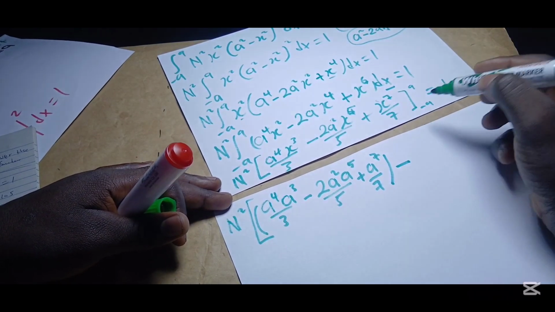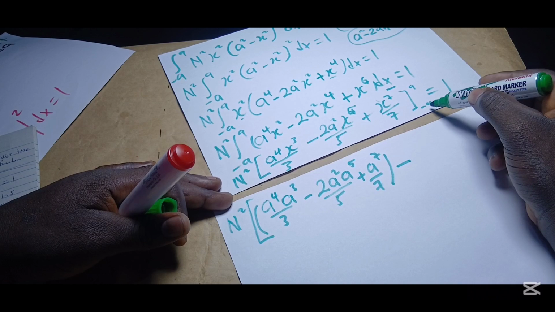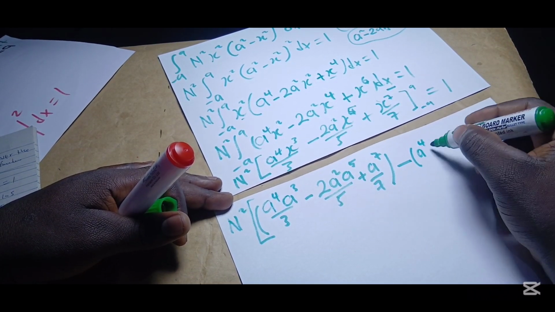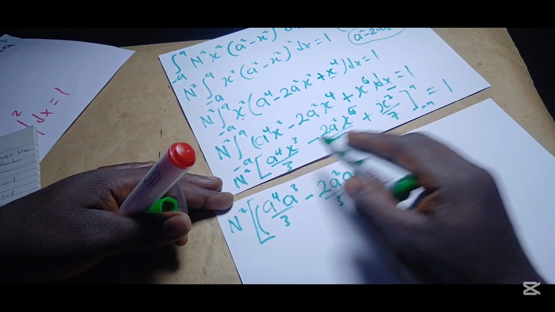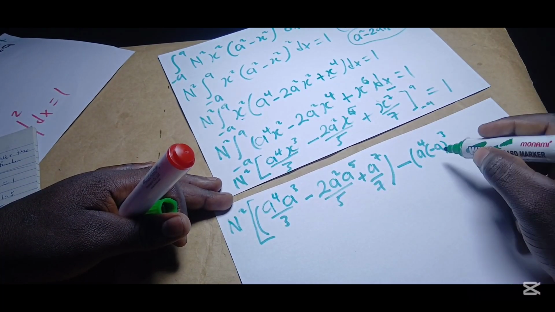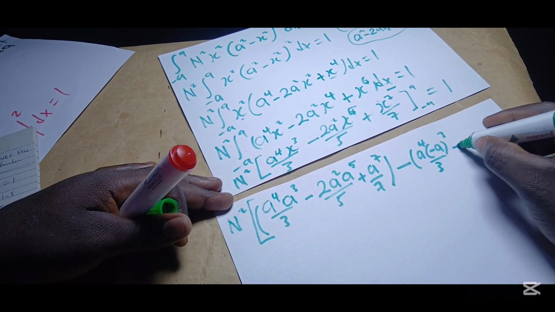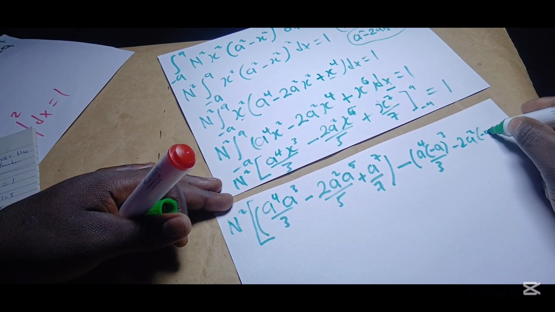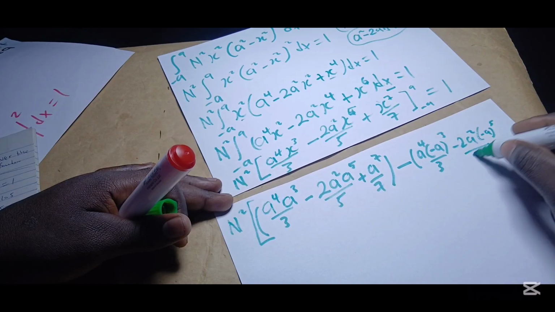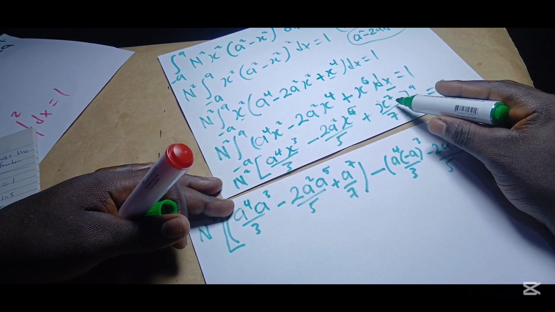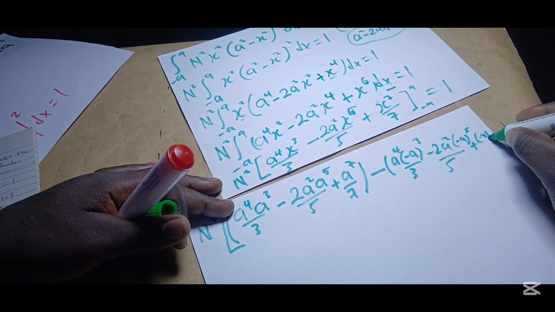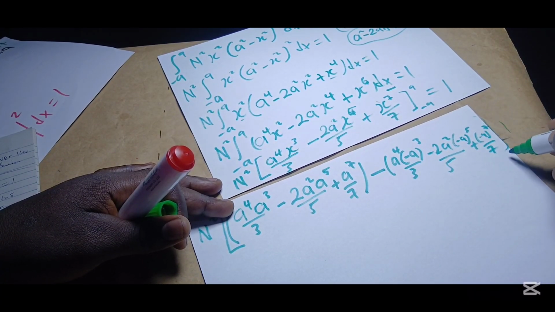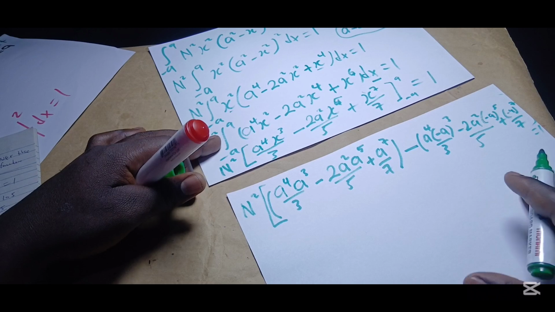Then minus, we now put in the lower limit. Wherever we see x, we put in minus a there. So a to the power 4 and then minus a, x to the power 3 becomes minus a to the power 3 all over 3. So minus 2a to the power 2, x to the power 5 becomes minus a to the power 5 all over 5. Then plus x to the power 7 becomes minus a to the power 7 all over 7, all in bracket equal 1.